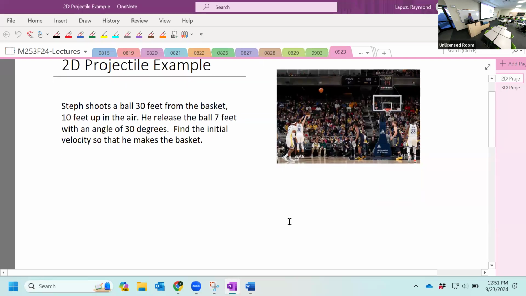Problem, and we talked about the types of problems that you might run into. And there are different types of problems that you could run into depending on how it's set up. So this is an interesting problem. Steph shoots a ball 30 feet from the basket. The basket is 10 feet up in the air. He releases the ball about 7 feet from the air with an angle of 30 degrees. Find the initial velocity so that he makes the basket.